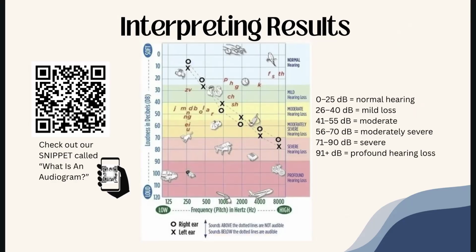And the symbols that you see, the X's and the O's, the O is the right ear, and that is typically colored red. And the X is the left ear, usually colored blue. And you can check out our snippet on this topic called What is an Audiogram? And this QR code will bring you to our snippet page and just look for that title there. What is an audiogram?